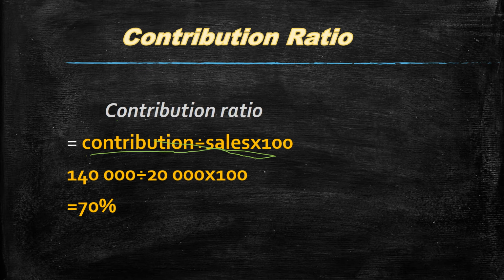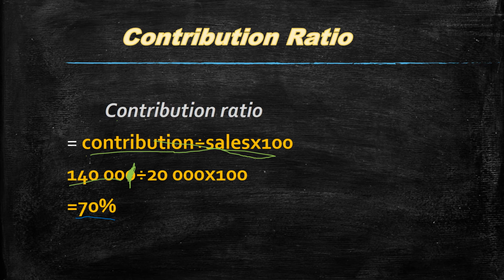From our previous example, we had our contribution at 14,000. So quickly do it on the calculator here: 14,000 divided by total sales of 20,000 multiplied by 100, which gives us 70%, which gives us a contribution ratio of 70%.